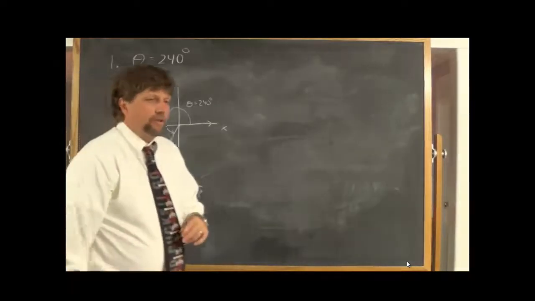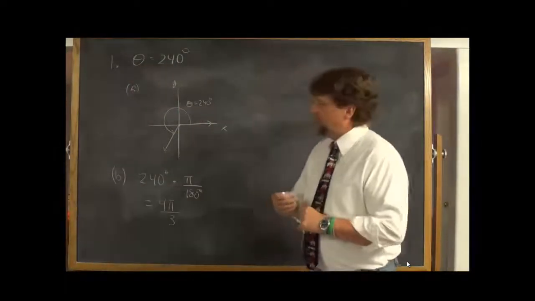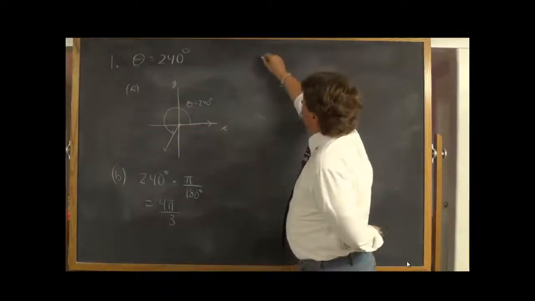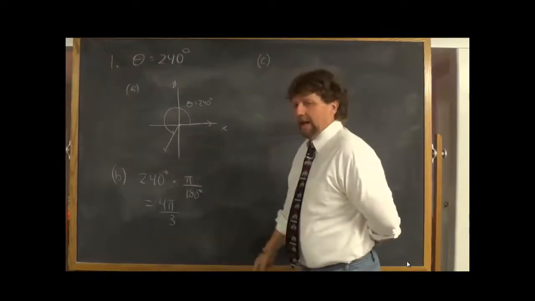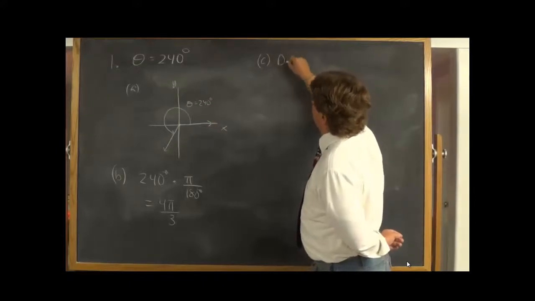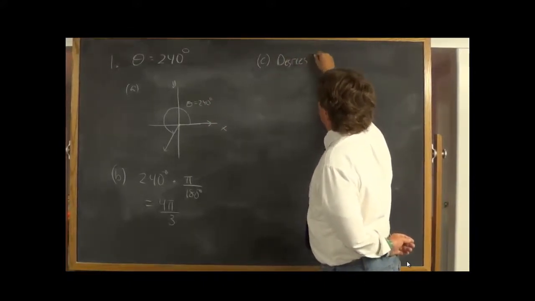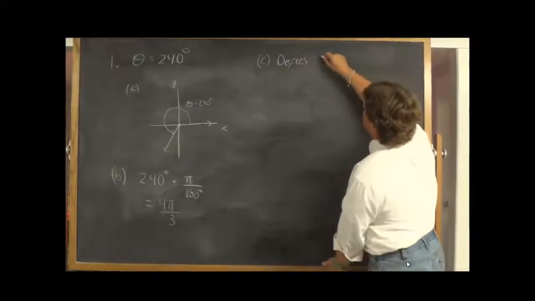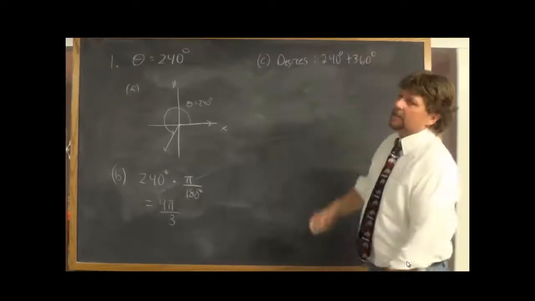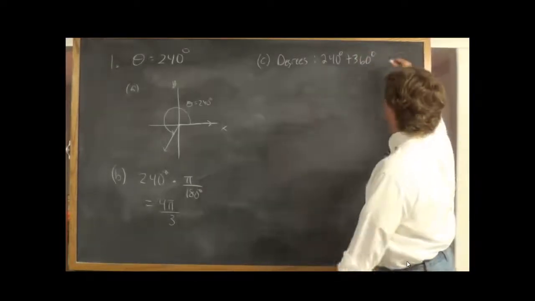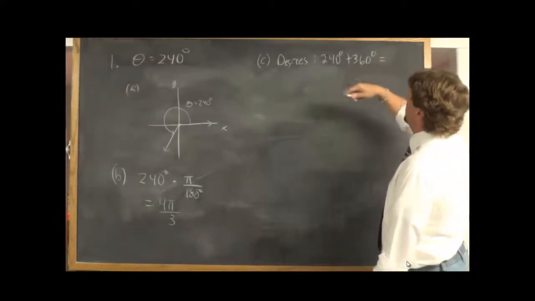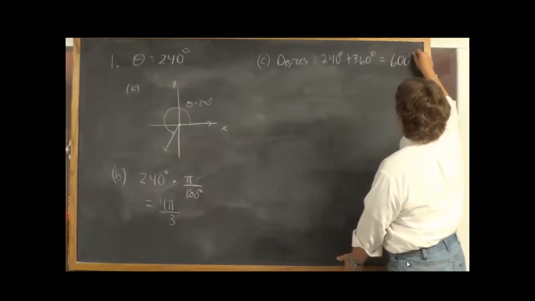The next thing I asked you to do was to determine a positive angle that is coterminal with the given angle. So if you were to give this positive angle coterminal to 240 degrees, if you were to do that in degrees, keep in mind you are simply going to take 240 degrees and add 360 degrees, a complete rotation. And that gives you, well, 240 plus 360 is 600 degrees.